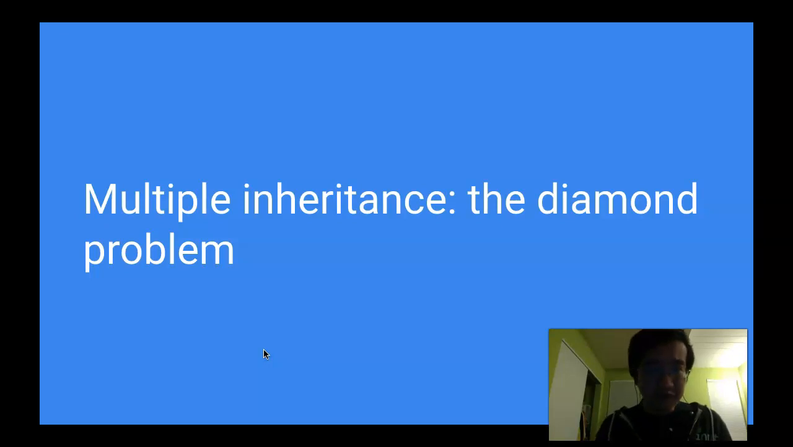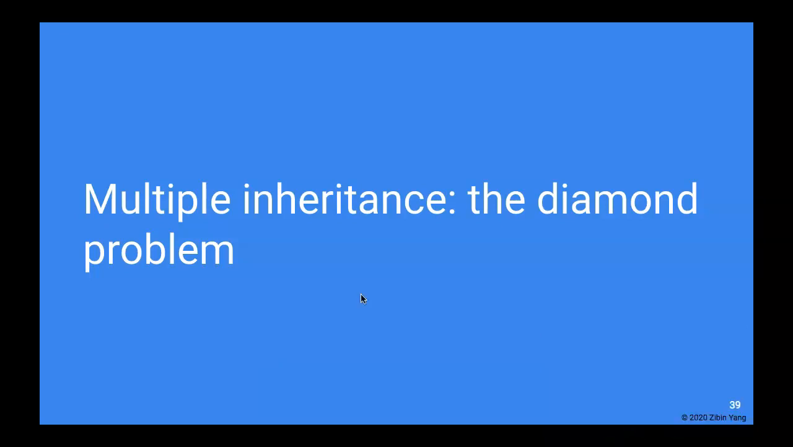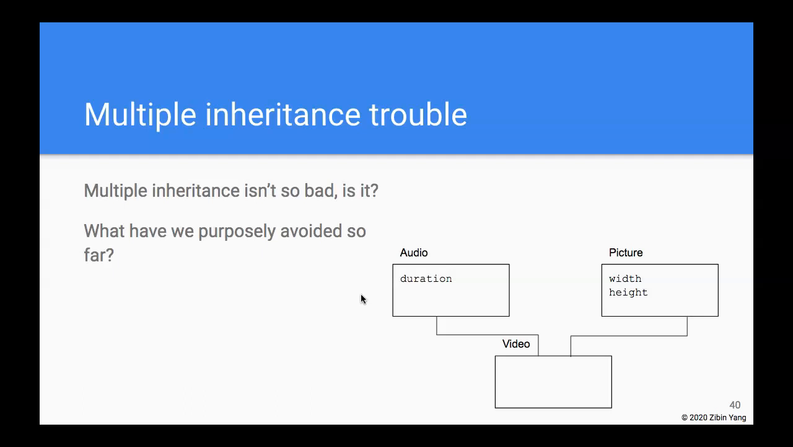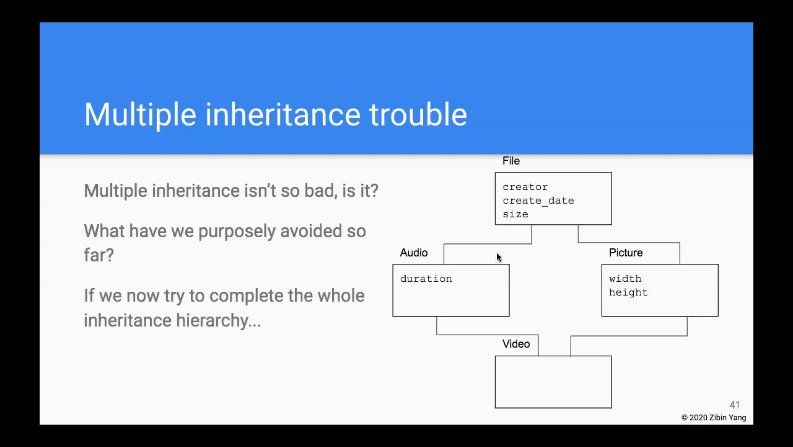Hi, in this video, we're going to talk about the diamond problem in multiple inheritance. And despite the word diamond, this is a very bad problem. So far, the multiple inheritance that we've seen is not so bad, right? Now, we have purposely avoided something up to this point. What is that? Well, that is the top half of the inheritance hierarchy.